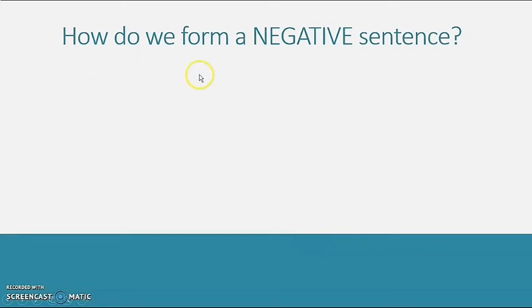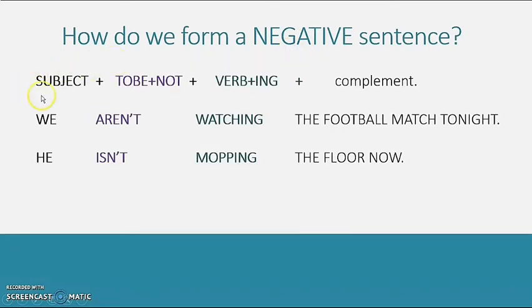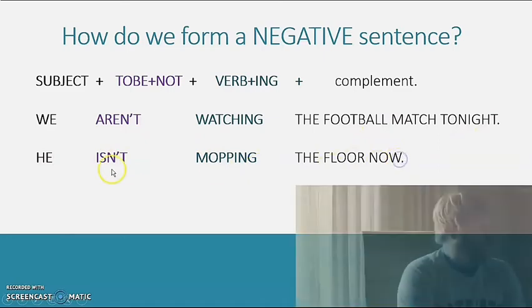Now, let's make the negative form. In this case, we will just add the not to the to be verb. So the sentence will start with the subject, then the two inseparable friends, but with not, the verb plus ing, and the complement, of course. Let's have an example. We aren't watching the football match tonight. He isn't mopping the floor now.